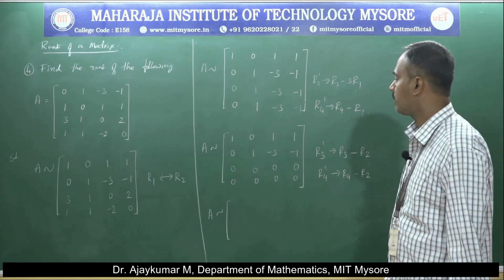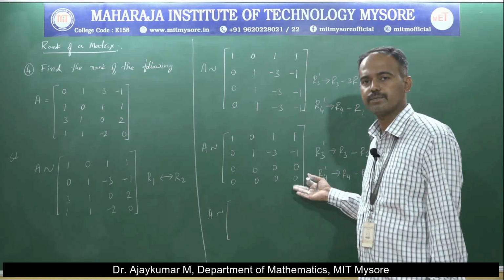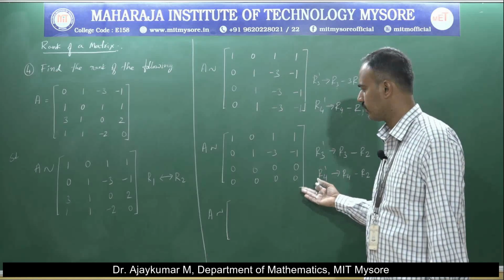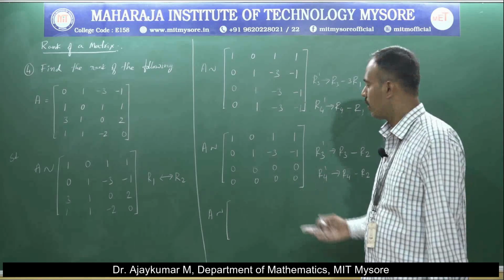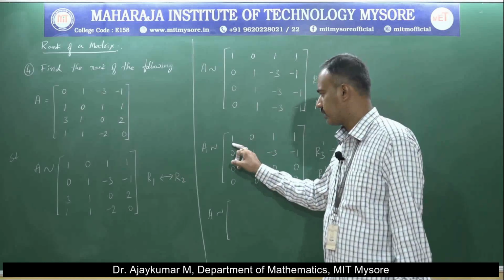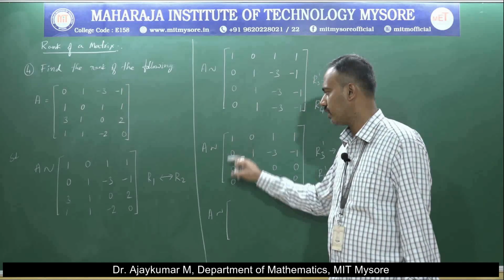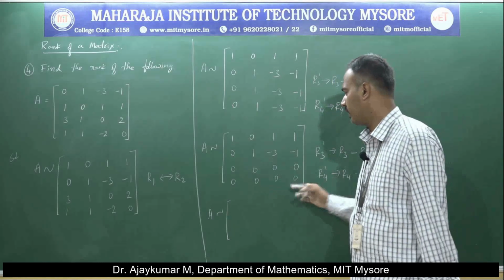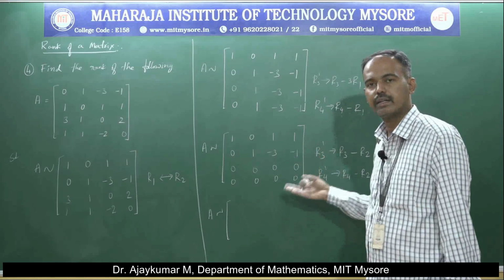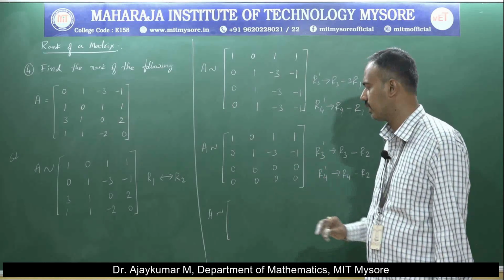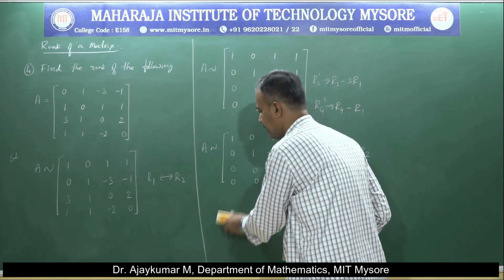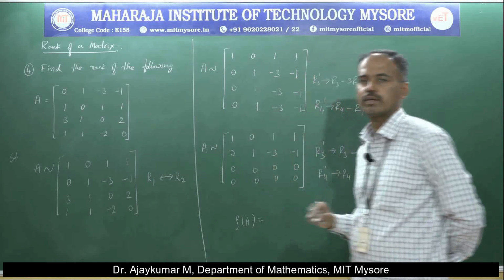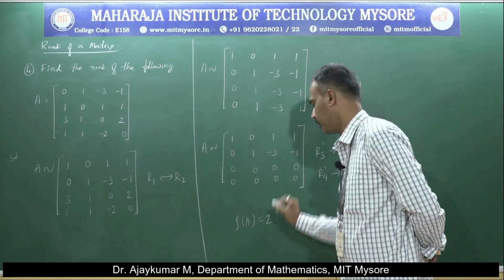Now we check whether the corresponding matrix is in echelon form or not. Yes, it is in the echelon form: the leading entry is 1, and all the column elements below the leading entry are 0. If any zero rows are available, they should come under the non-zero rows. Now the rank of the matrix A: 2 non-zero rows are available, so we consider the rank as 2.